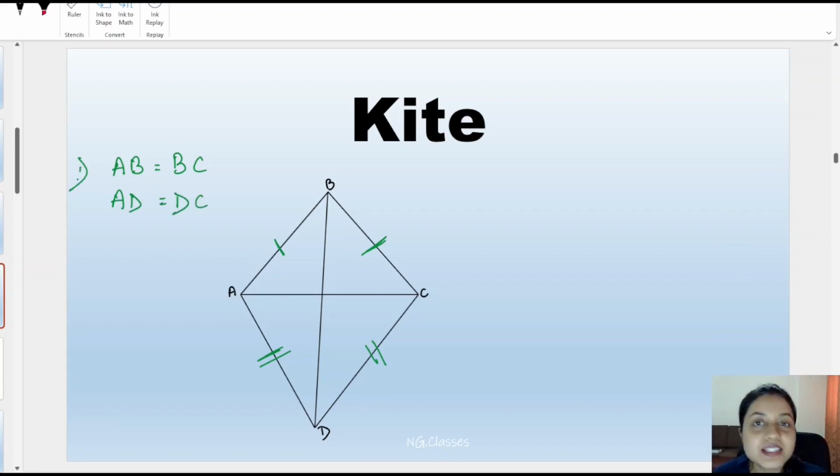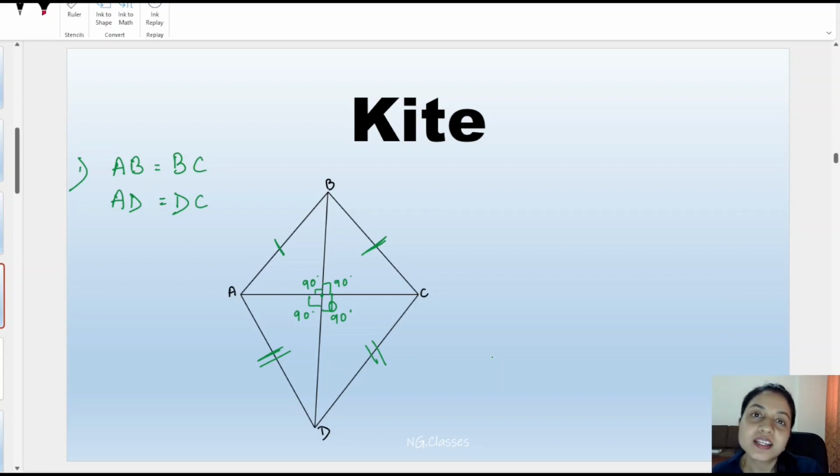Diagonal of a kite intersect each other at right angle. Be careful, it's not bisecting each other, it's just intersecting each other. Let's say the point of intersection is point O. So diagonals are intersecting each other at right angle. So here we will be having 90 degree. Here also it's 90 degree. Here as well 90 degree, and here also we will be having 90 degree.